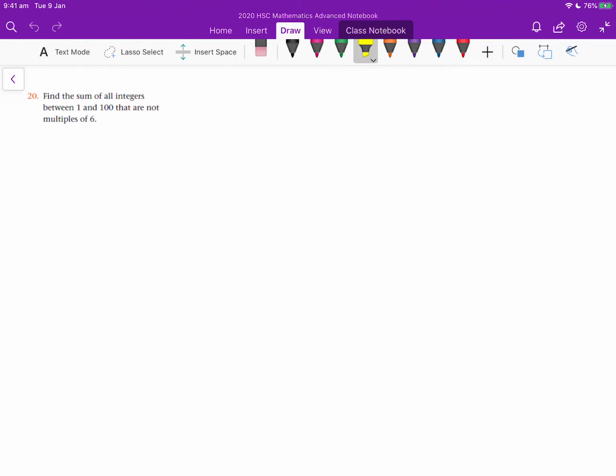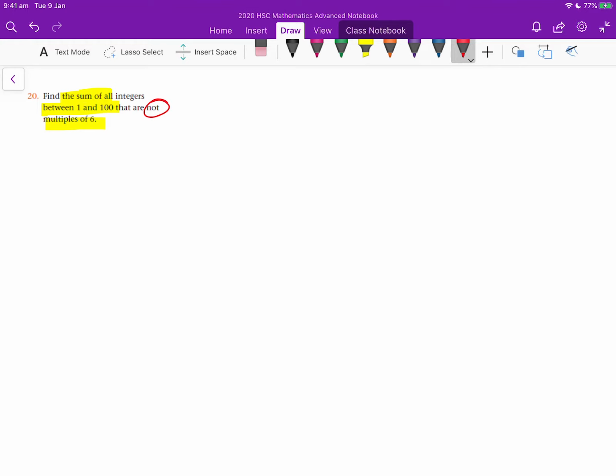Okay, so here we've got find the sum. So we want a sum, a total amount. We want between 1 and 100, and then multiples of 6, and it's the "not" part that is important here. So we want not multiples of 6, so we want to get rid of all of those. So we need to do a couple of little things.